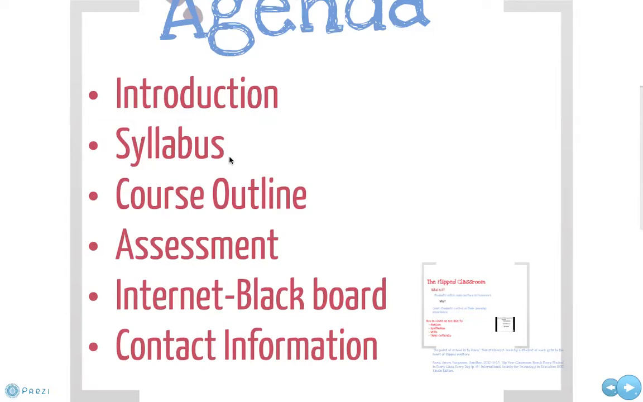We're going to talk about my syllabus here in a second. Then I'm going to go over with you the course outline and assessment, how your child will be graded, and internet, Blackboard, and contact information. And then I'm also going to discuss the flipped classroom, which is right here.